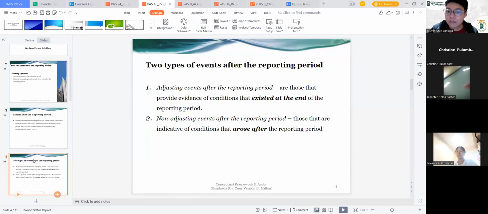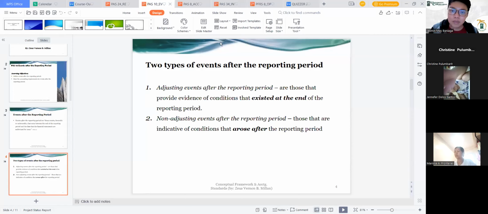As you can see, there are two events after the reporting period. Like I said earlier, number one can be an adjusting event, where you're going to need an adjusting entry. Number two, non-adjusting events after the reporting period. So what is the main point of difference? Adjusting events after the reporting period are those that provide evidence of conditions that existed at the end of the reporting period. So basically, for adjusting events, the nature and the origin of the said accounting transaction really happened in the current year or reporting period.